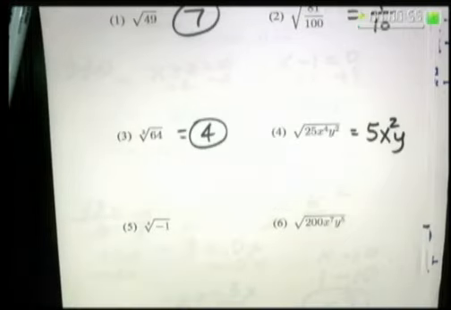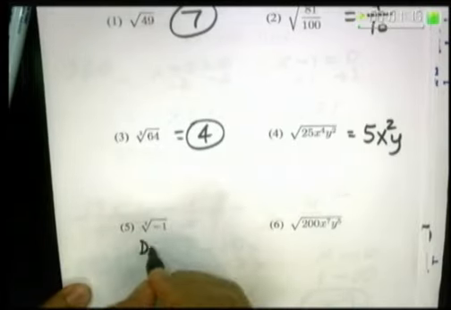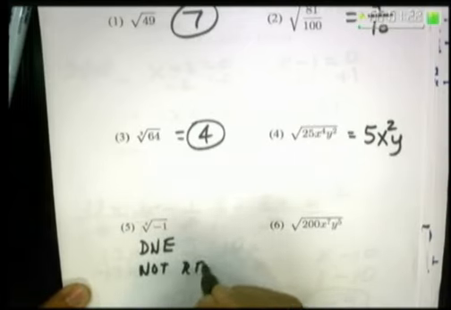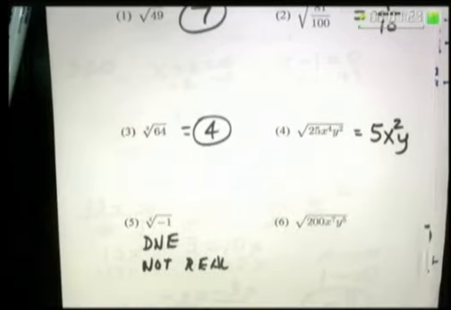Now, number 5. What is the fourth root of negative 1? You say nothing. What does that mean? Not a real number, exactly. Because there's nothing times itself 4 times that will give you negative 1. In other words, you can't go negative 1 times negative 1 times negative 1 times negative 1 and get negative 1. You can't get it. So you would say does not exist or not real. Everybody puts something different. I think on this test it'll say not real.